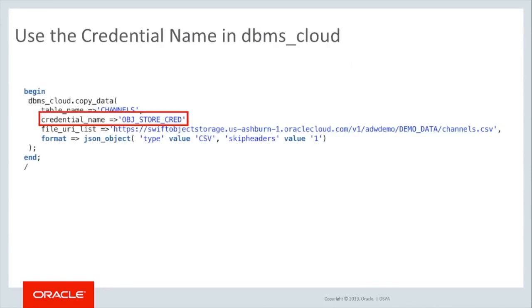To access the files in Object Store, use DBMS_CLOUD.COPY_DATA. In this case, we have a flat file in Object Store accessed by the credential we created in the previous step. This example maps the file in object storage called channels.csv to an Oracle table called channels.